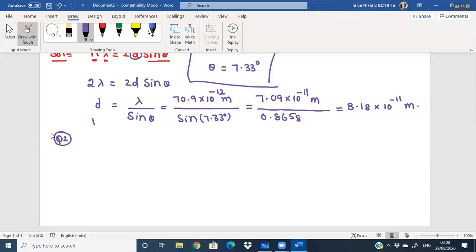Question number 2. Xenon crystallizes in phase and I already completed.